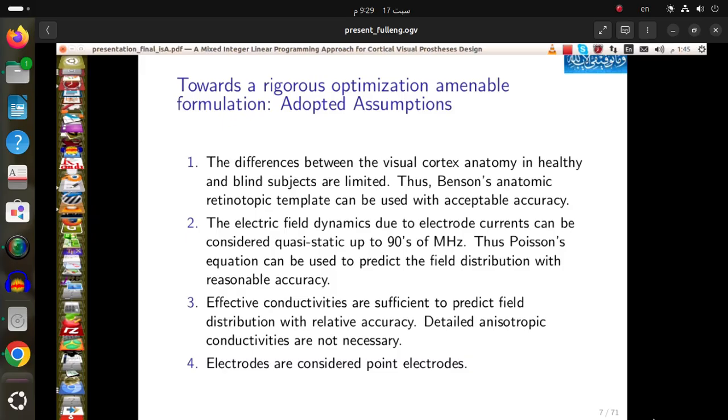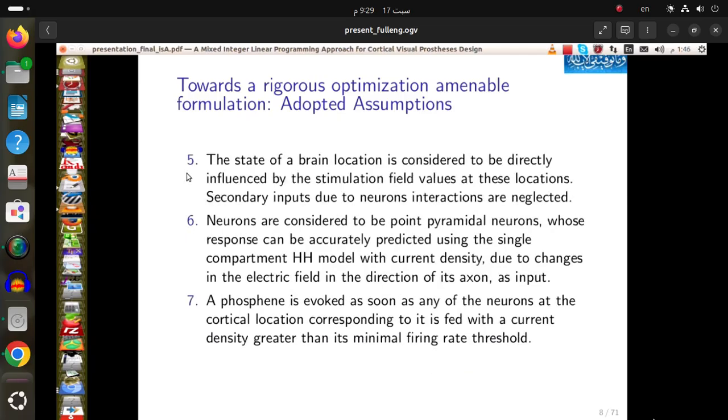We will use effective conductivities. The fact that the conductivities are anisotropic will not be considered. Both electrodes and neurons are assumed to be point. We use point electrodes and point neurons. Okay. We assume that the state of the brain is mainly influenced by the stimulation currents, the stimulation field. Okay. That means the secondary input due to the connections between the neurons themselves are not considered. Of course, each neuron receives input from the stimulating field, and from the other neurons it's connected to. We assume that the stimulating field is stronger and that it dominates. Okay, any other inputs are considered as noise.